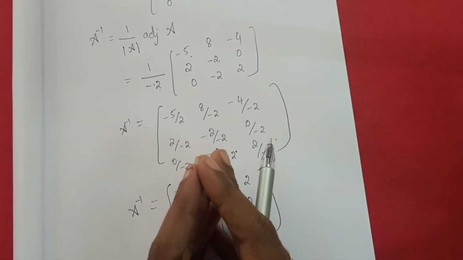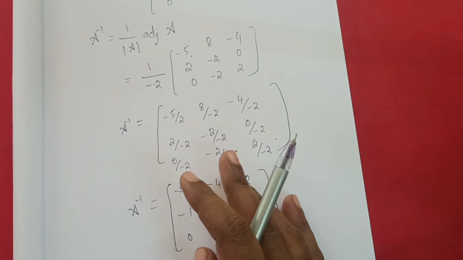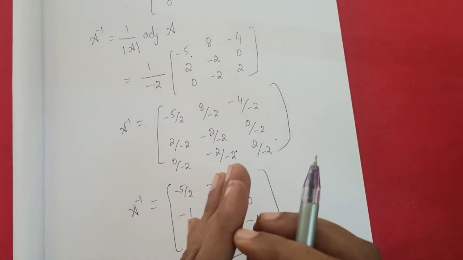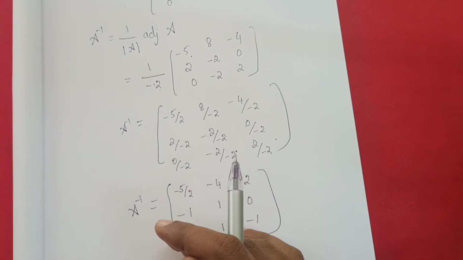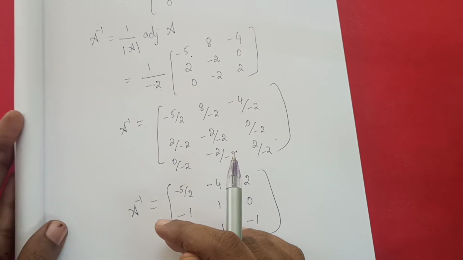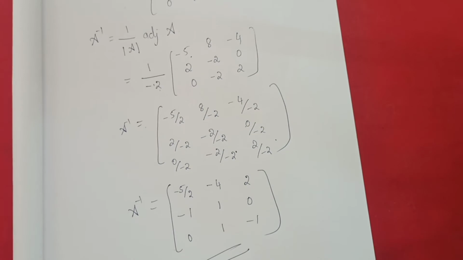So I think you got some more knowledge in this A inverse. 2 by 2 we can easily do, but 3 by 3 will take some time. So first you will find the determinant of A. If it is non-singular, then continue: find the adjoint of A, and afterwards substitute in the formula of A inverse, and you will get the answer. Understand? Okay. So we will do one more problem here.